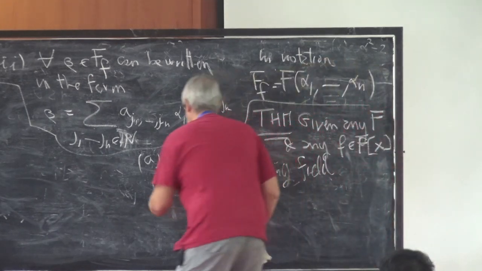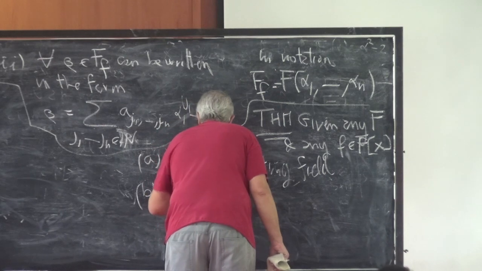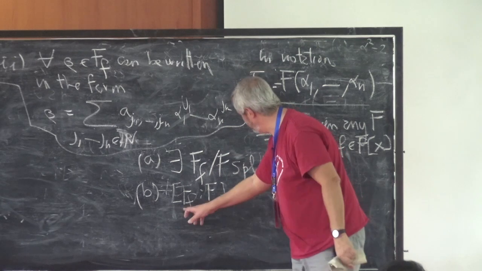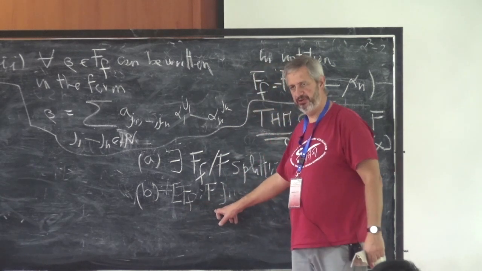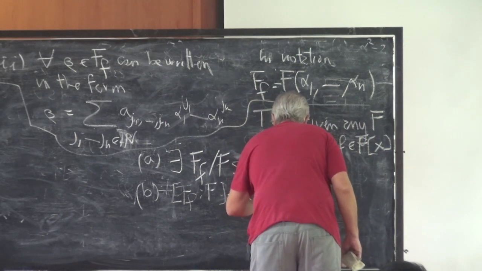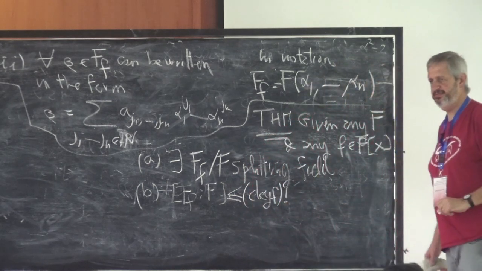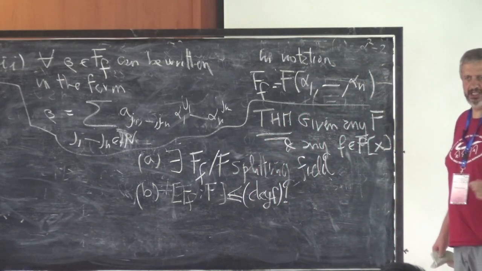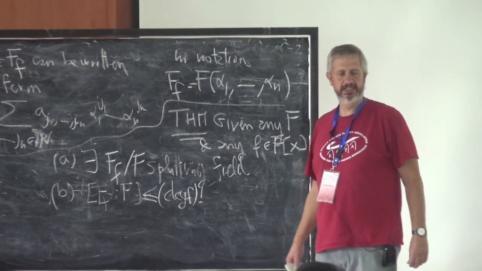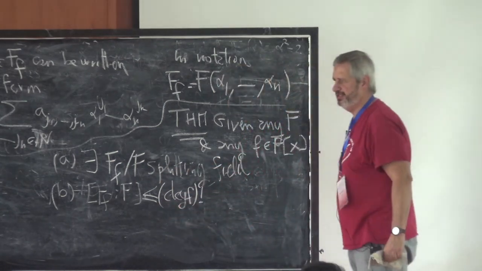The second property is that the degree of the splitting field, so this is the dimension of the splitting field over the ground field, is less than or equal to the degree of the polynomial factorial. And when you think of n factorial, you think of the group of permutations, which was already mentioned by Peter. And this is exactly where this inequality is coming from.